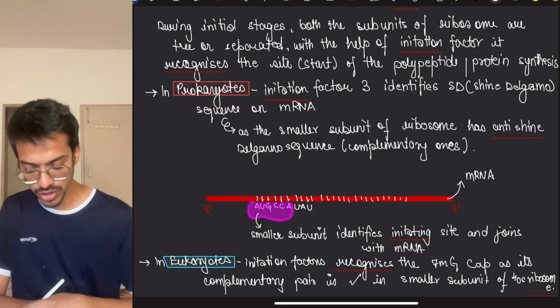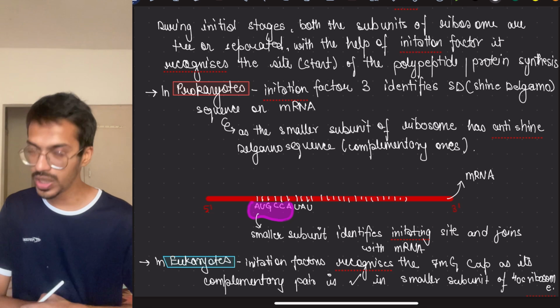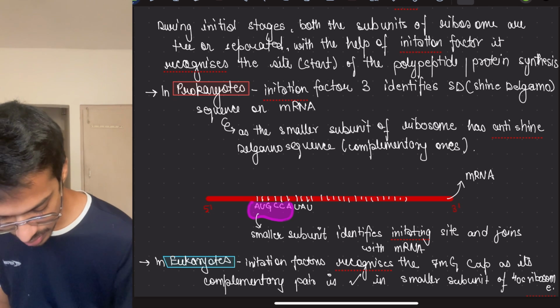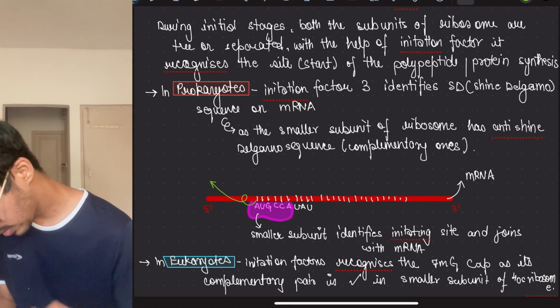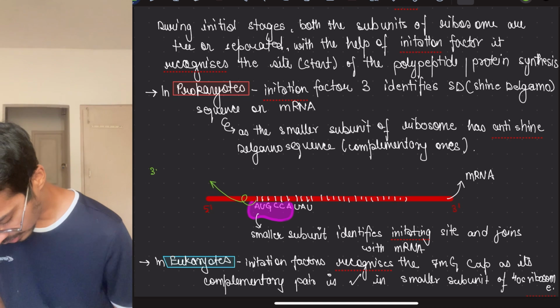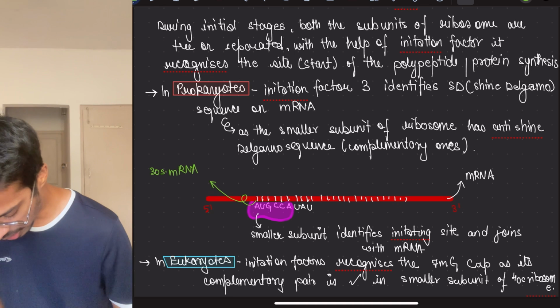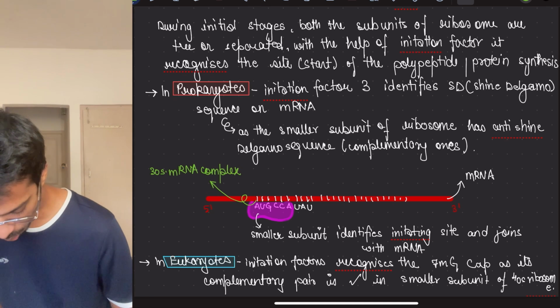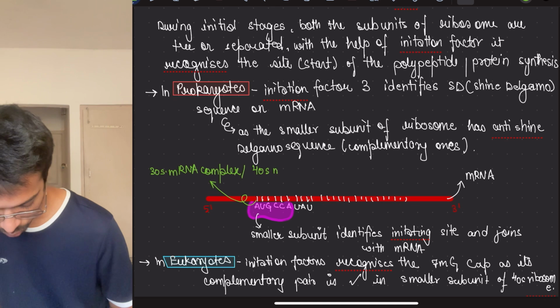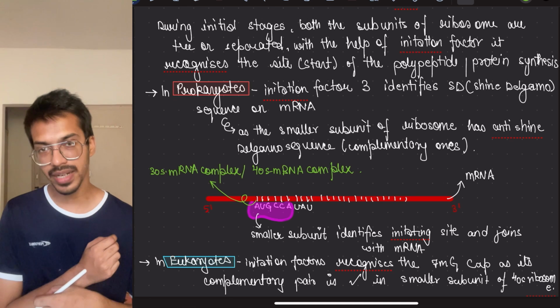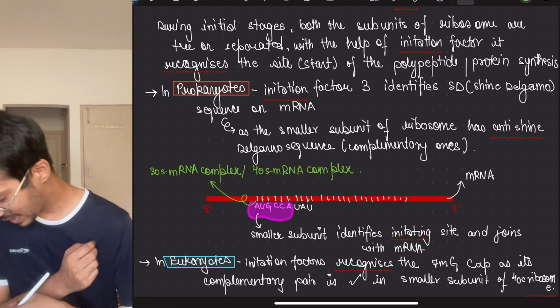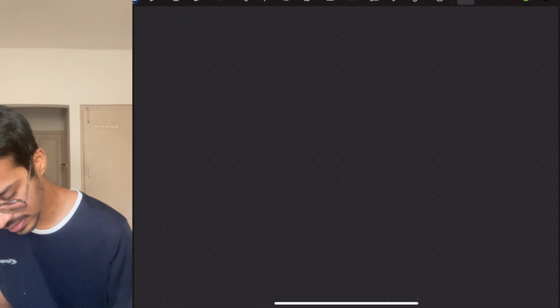Now once this has been joined, this whole sequence will be named the 30S mRNA complex, or in case of eukaryotes it will be called the 40S mRNA complex. That's it, the thing that has been made. Now what will happen? We're going to write this up.